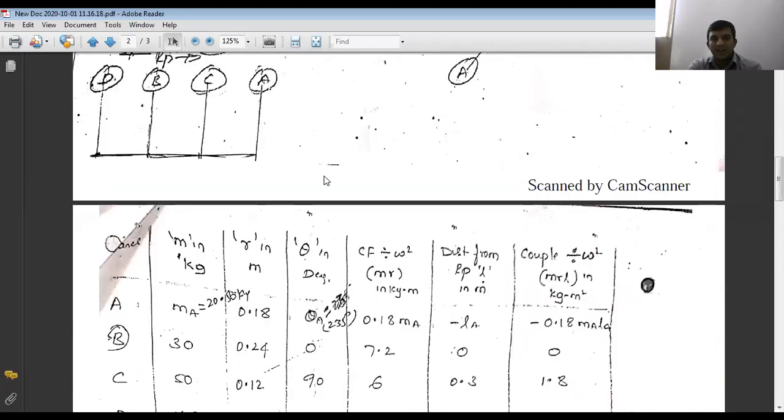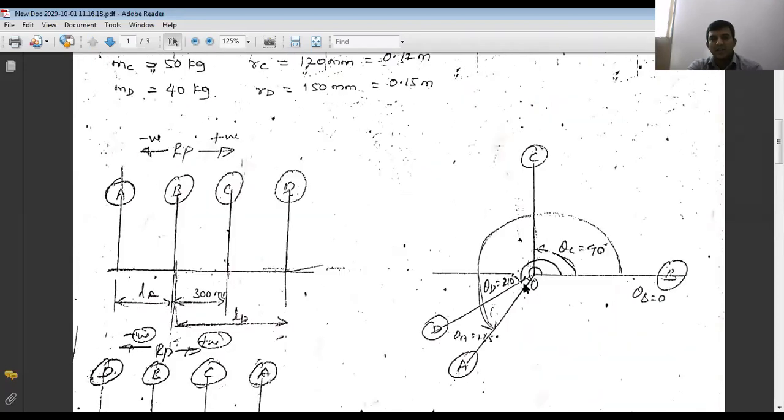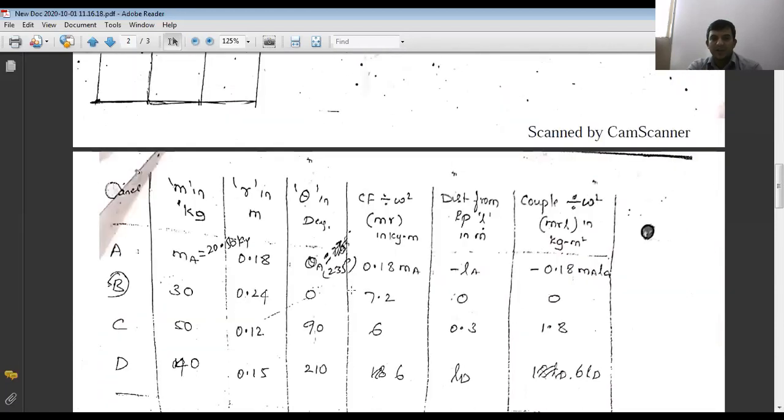Again, theta A is unknown, because theta A and MA are both unknown. B is considered as horizontal, located on the X direction. With respect to B, theta B is equal to 0. Theta C with respect to horizontal is 90 degrees. Then theta D is how much? 210 degrees. And theta A is unknown. Theta is unknown, 0, 90, 210.